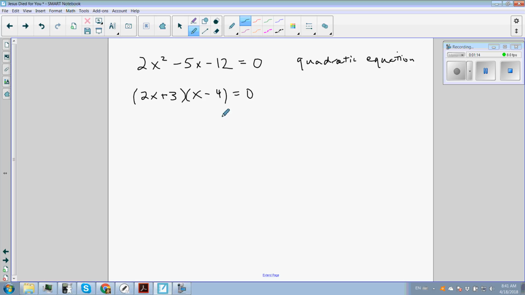And you could solve using the zero product property, knowing that one of these two factors would have to equal 0. 2x plus 3 would have to equal 0, or x minus 4 would have to equal 0. And so you come up with your solutions that way. I'm not going to finish that right now because that's not the topic that I plan on discussing in this video.